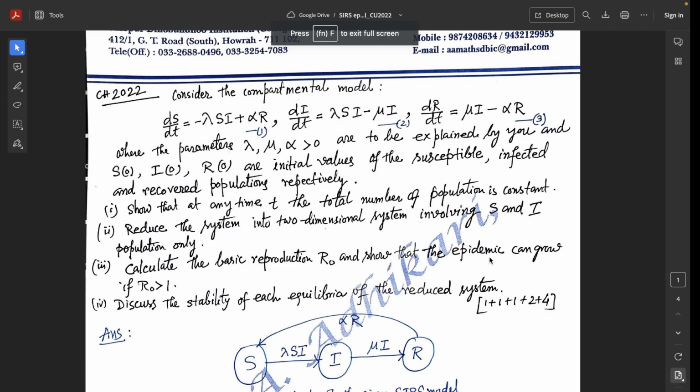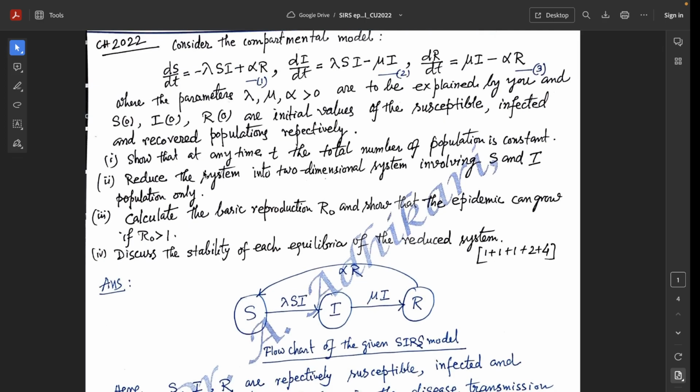This is a question from 2022 University of Calcutta. Consider the compartmental model dS/dt equal to this, dI/dt equal to this, dR/dt equal to this, where the parameters lambda, mu, alpha are all positive, to be explained by us, and S0, I0, R0 are initial values of the susceptible, infected, and recovered populations respectively. Show that at any time t, the total number of population is constant.